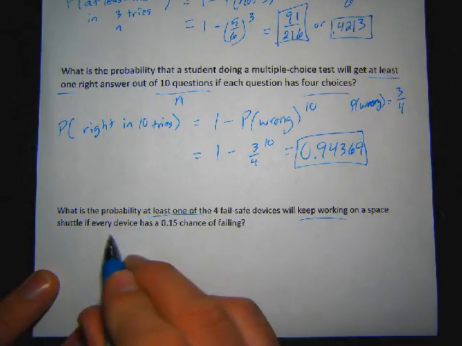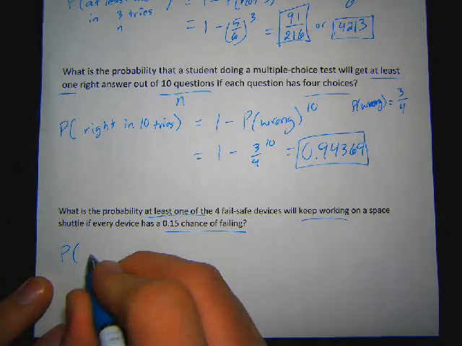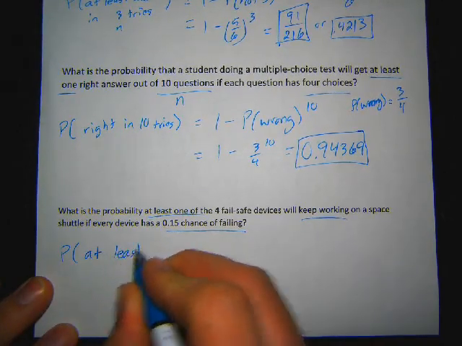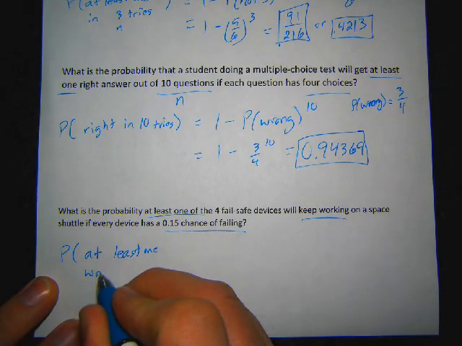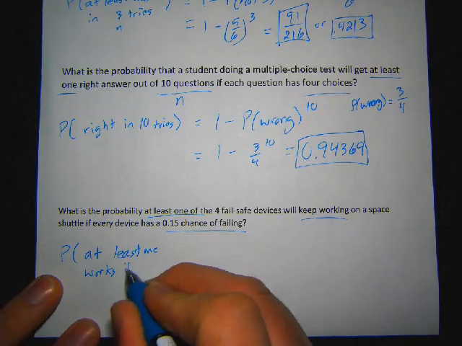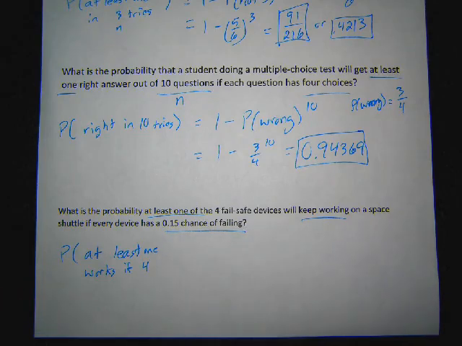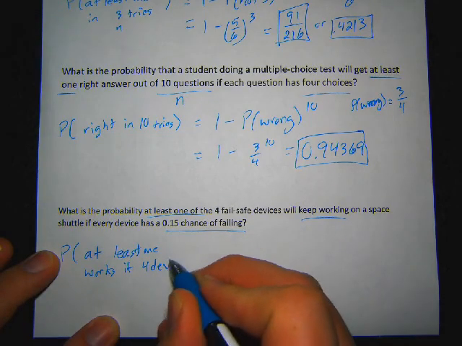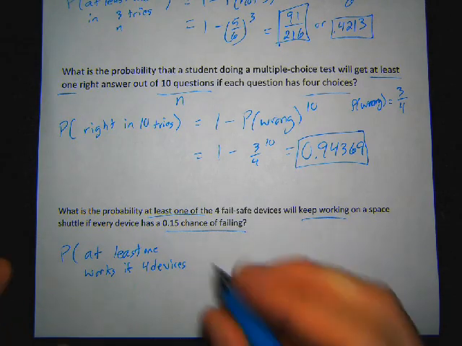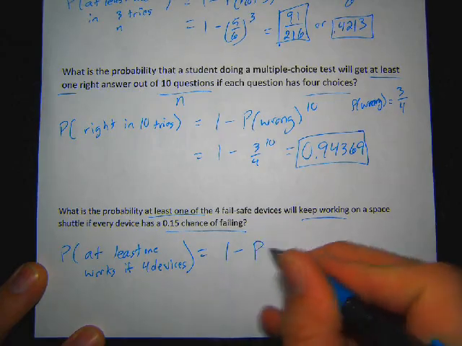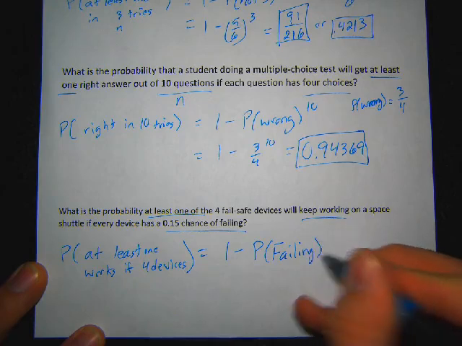And they say that every device has a 0.15% chance of failing. So we're looking for the probability of at least one works. There are four trials, four devices. Each device is kind of a trial, because each one has a chance of succeeding and working or a chance of failing. So we're going to do 1 minus the probability of failing, right? Because this is the chance that they don't work. That's what we're doing with at least one.